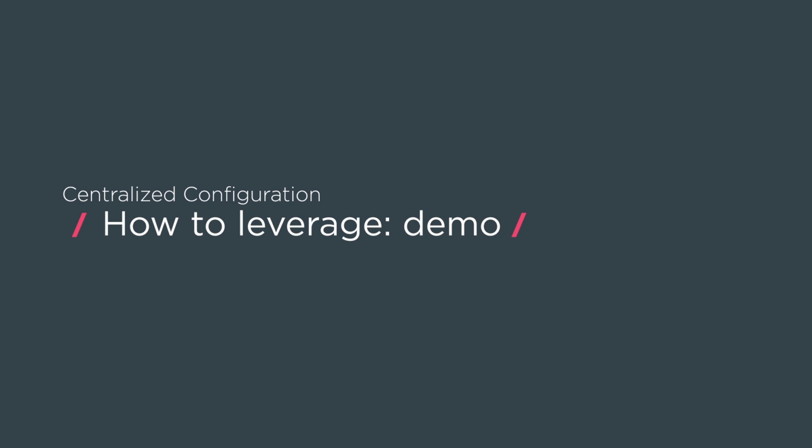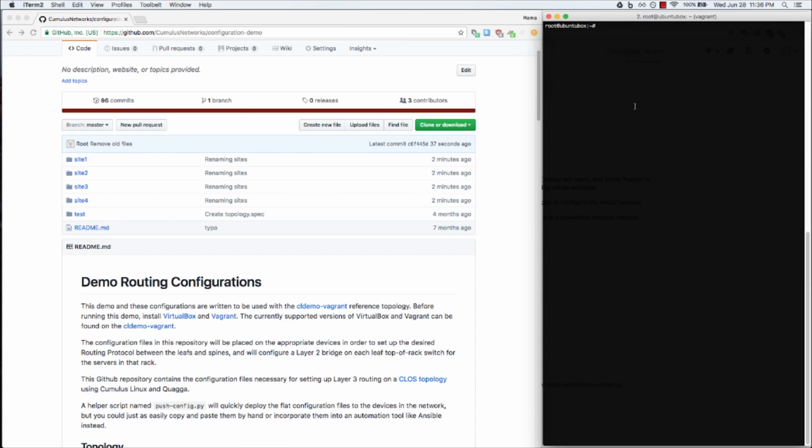This video will focus on centralized configuration. In this video, I will be showing you how we leverage centralized configuration to track changes to flat file configurations from a Cumulus Linux networking device using Git and GitHub as our repository and code management tracking tool.